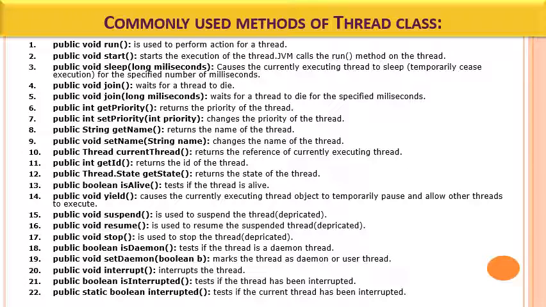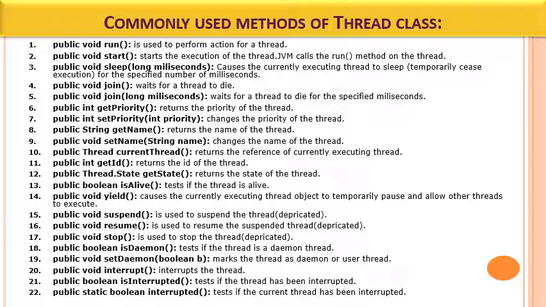The next is the yield method. It causes the currently executing thread object to temporarily pause and allow other threads to execute. Then suspend and resume, the 15th and 16th methods. The suspend method is used to suspend the thread, and the resume method is used to resume the suspended thread.